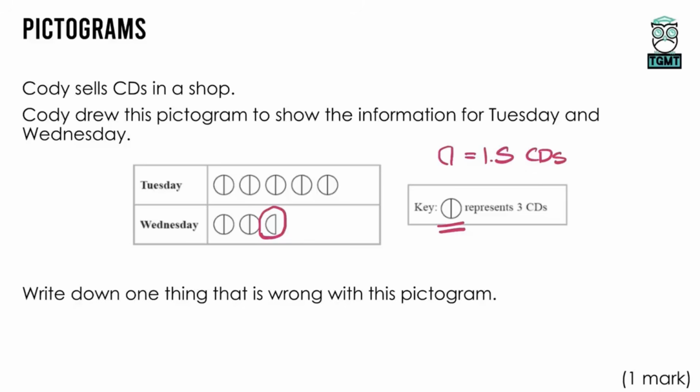So we would just write something along the lines of the key here, half of a circle is 1.5 CDs. You can't have 1.5 CDs. And there we go. There is a pictogram, just making sure that you read a key really clearly. And of course, if you have to count how many, in this case, CDs were on a particular day, you would just label each one appropriately and add up your totals. But of course, we can't have 1.5.